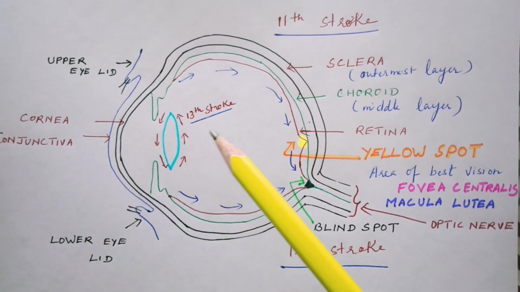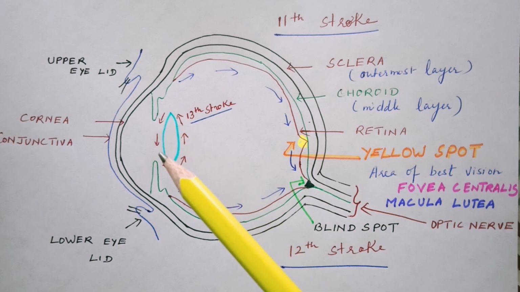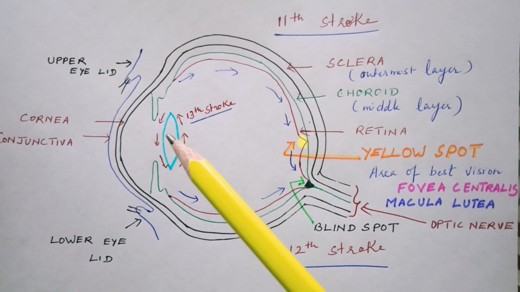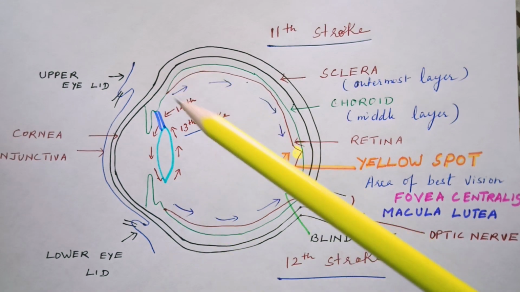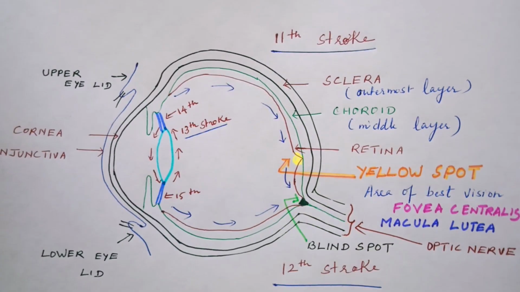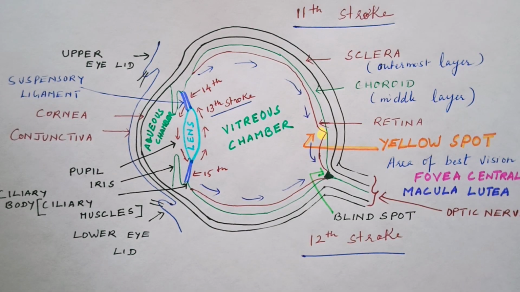The 13th stroke, children, start from here. Make the curvature like this, convex, and again complete the biconvex lens. 14th stroke, join these two structures. And the 15th and final stroke, join these two structures. Now that we are done with all the 15 strokes and have completed drawing the entire structure of the eyeball, let us write down the remaining labelings.